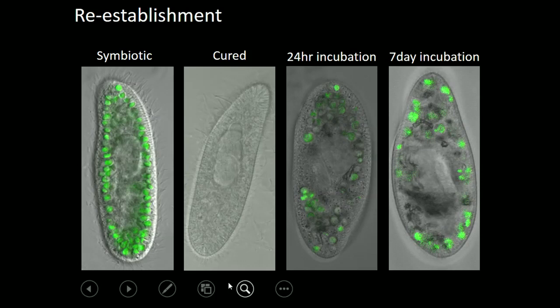Because you can separate the organisms, we can stop and essentially restart the relationship. So you can take symbiotic cells and cure them completely of their symbionts so that they're sort of clear, and then reinfect and introduce the symbionts again.